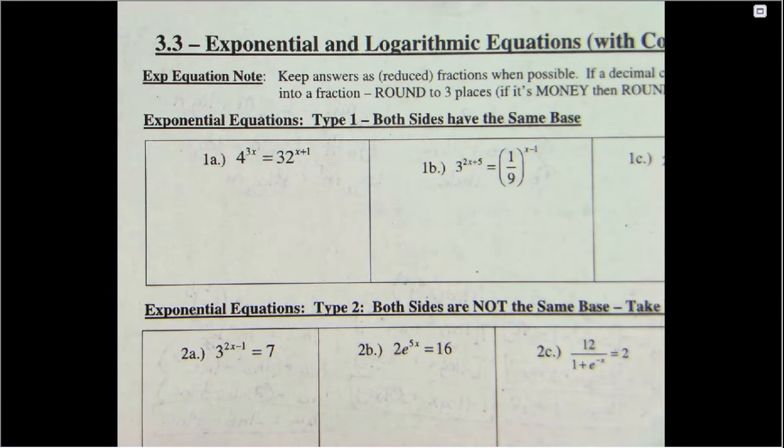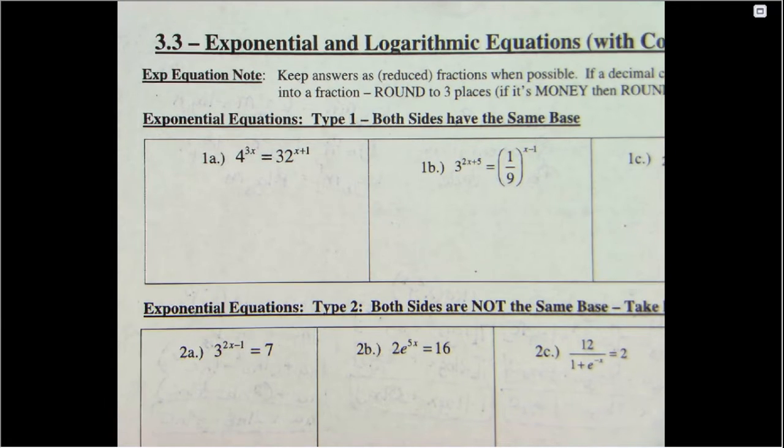All right, so exponential logarithmic equations with compound interest. Keep your answers as reduced fractions when possible. If a decimal cannot be turned into a fraction, round to 3 decimal places. If it's money, then we round to 2 decimal places.